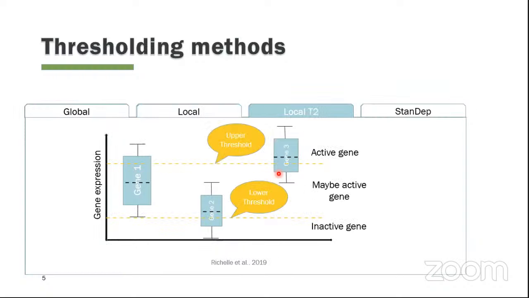So then came local T2, where along with the local specific threshold, we have to give two more thresholds. One is upper and one is lower, which says that if a gene's expression value crosses this upper threshold, thereafter it will be included in that context. Here the mean will not be its threshold. Similarly, if a gene's expression value goes below this lower threshold, it will not be included in the context. Even though it may cross the mean value, if it didn't cross this lower threshold, it will not be included in the active reaction set.